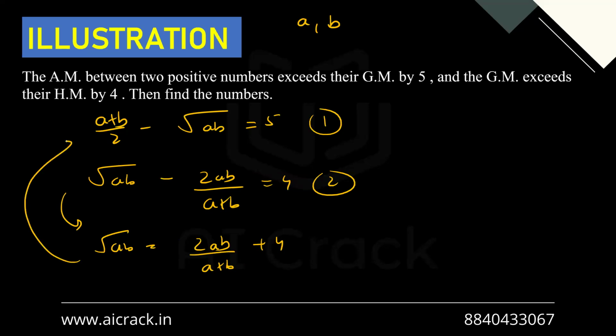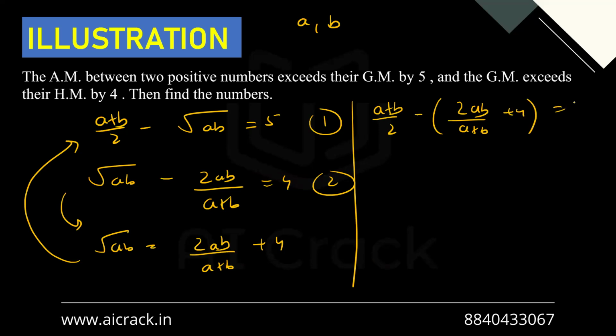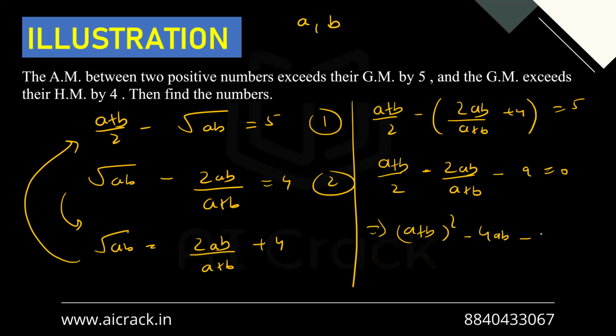Now we have to utilize this value over here. We'll be getting A plus B by 2 minus root AB, that is 2AB upon A plus B plus 4, equals 5, right? Now on further simplifying, we'll be getting A plus B by 2 minus 2AB upon A plus B minus 4, and we can take this 5 over here. We'll be getting minus 9 equals 0. So this becomes A plus B whole square minus 4AB minus 18 times A plus B equals 0.